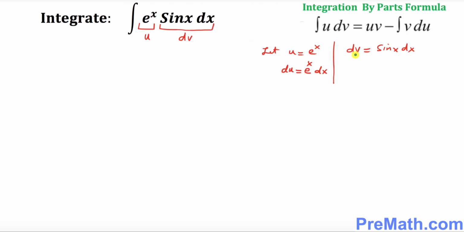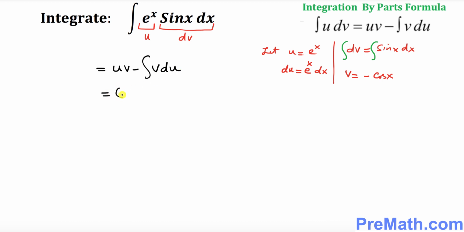And on this side, we are looking for v. So we want to take the integral on both sides. Once you take the integral, the d and the integral undo each other. We got v equal to the integral of sine, which, you know, is negative cosine of x. So now let's go ahead and put this over here. Our integral simply becomes, by this formula, uv minus integral of v du.